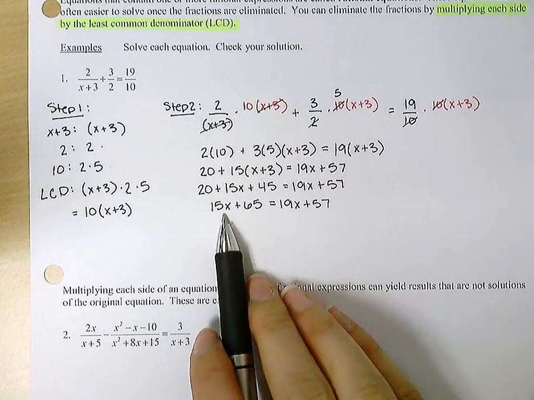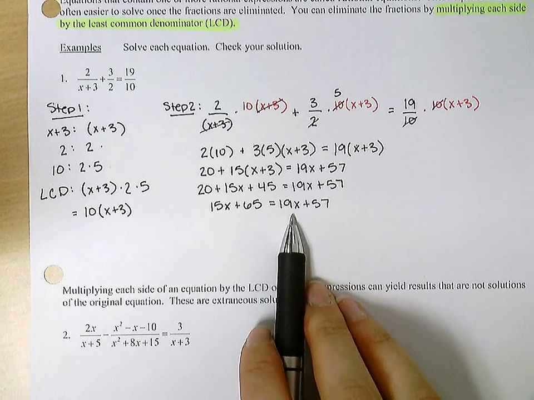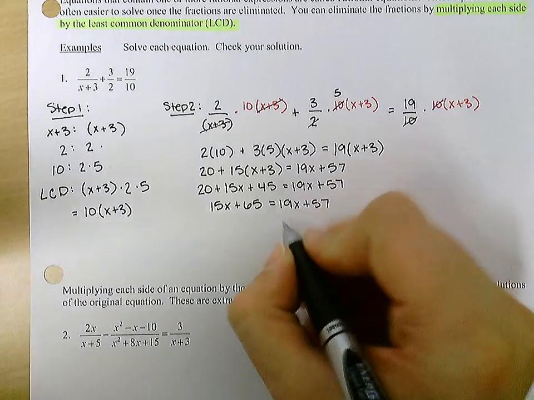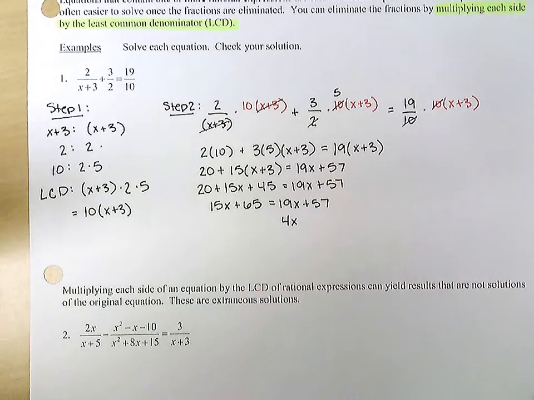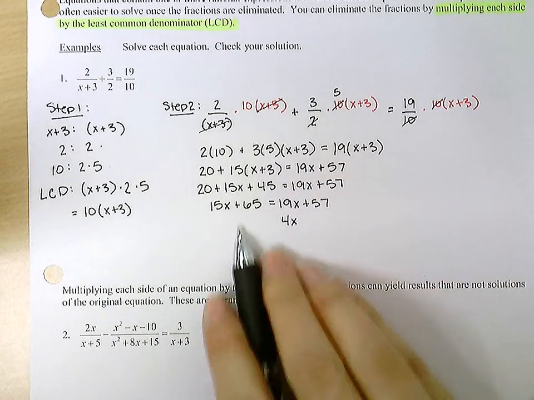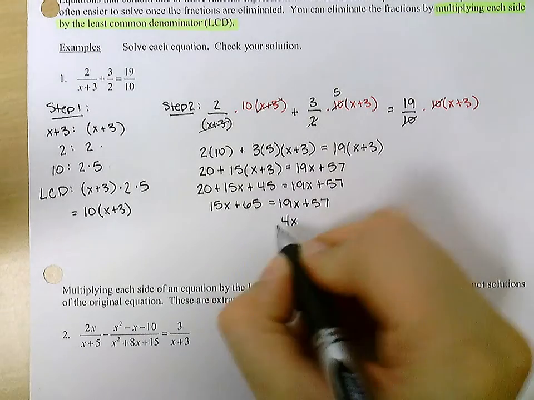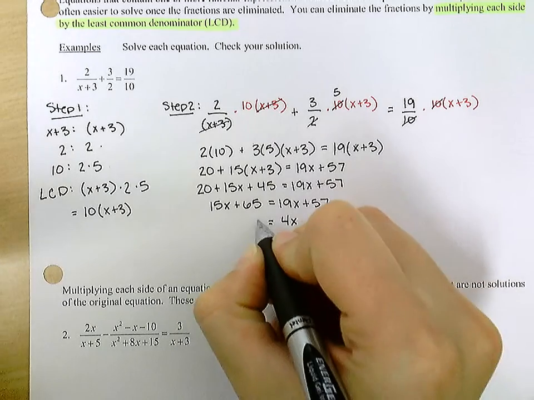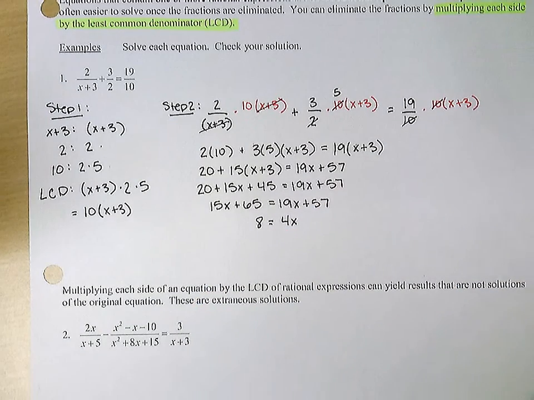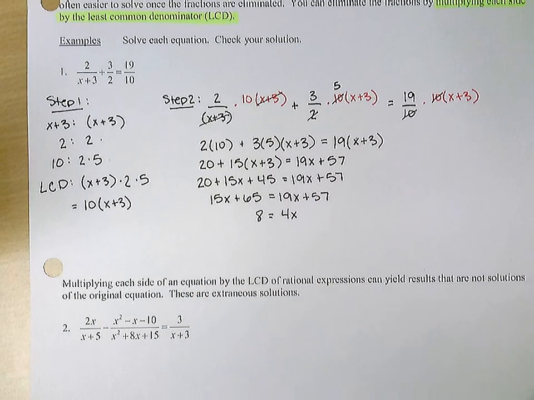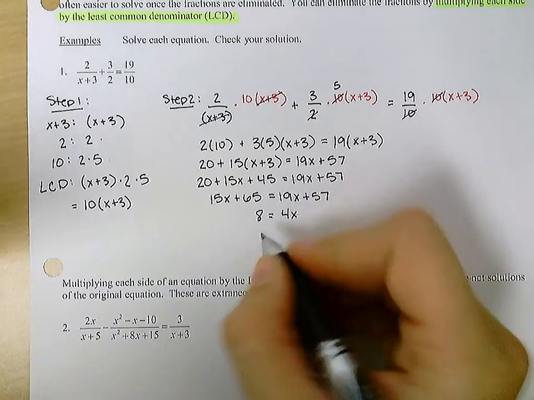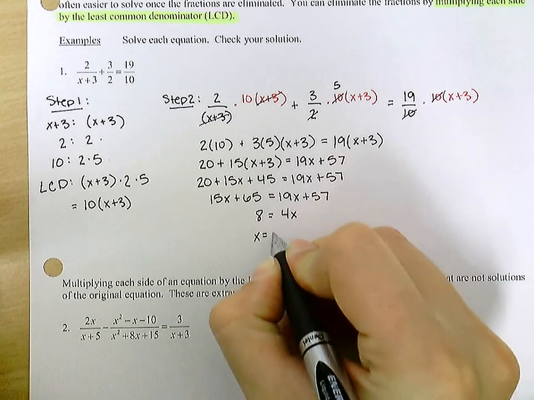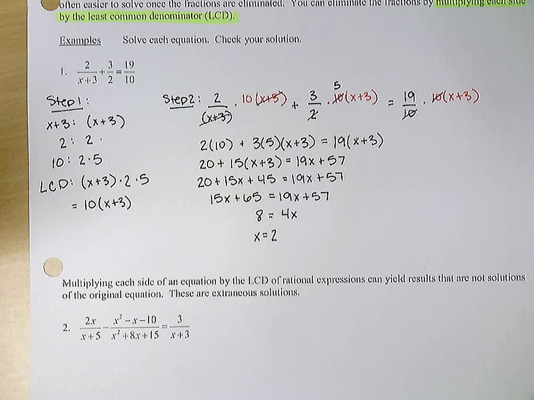Okay, I can subtract 15x from both sides, right? That gives me 4x. And I can subtract 57 from both sides. That's 8. Okay, divide both sides by 4 to get x is 2.